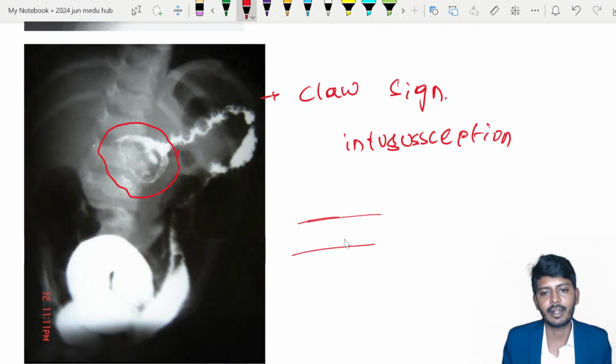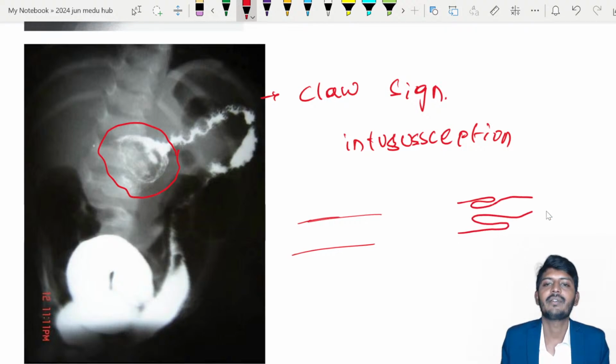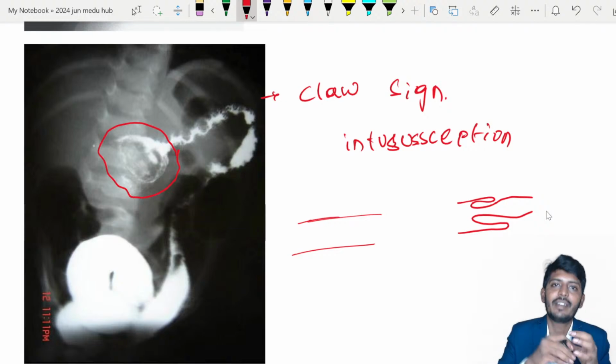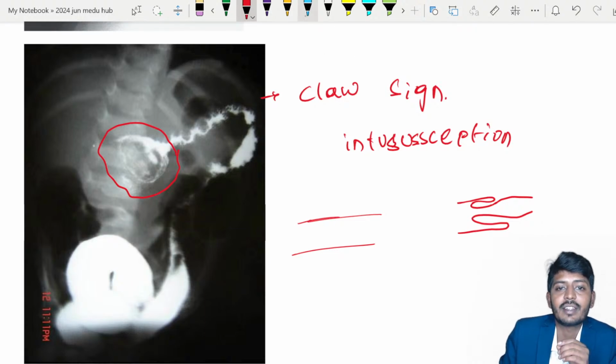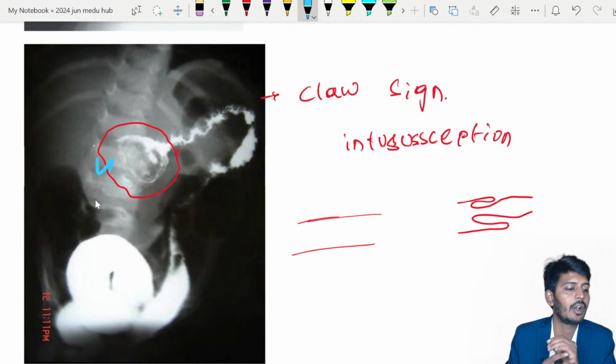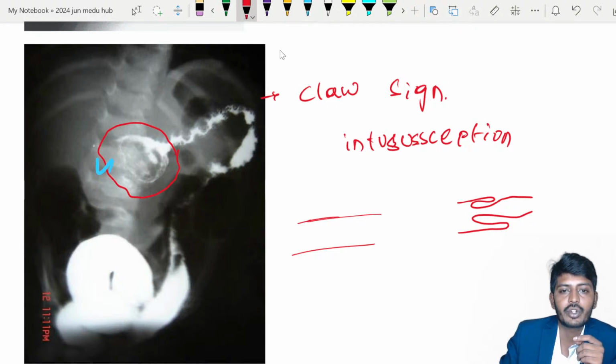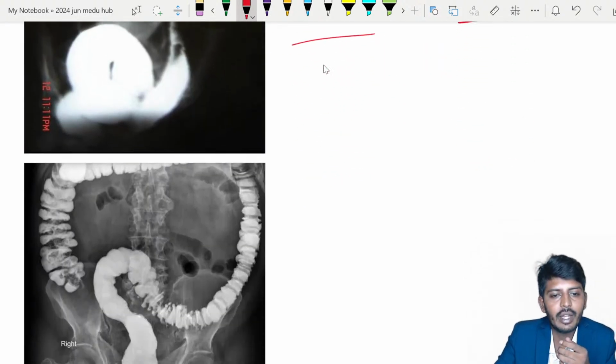Intestine is a straight pipe. Instead of that, one part of the intestine will go into another part of the intestine. We call it invagination of intestine. So if there is an invagination of intestine, it is suggesting you of what? Intussusception, with the help of a sign called claw sign. This is a previously asked question. Remember, claw sign is seen where. Okay. Let's get to the next important one.